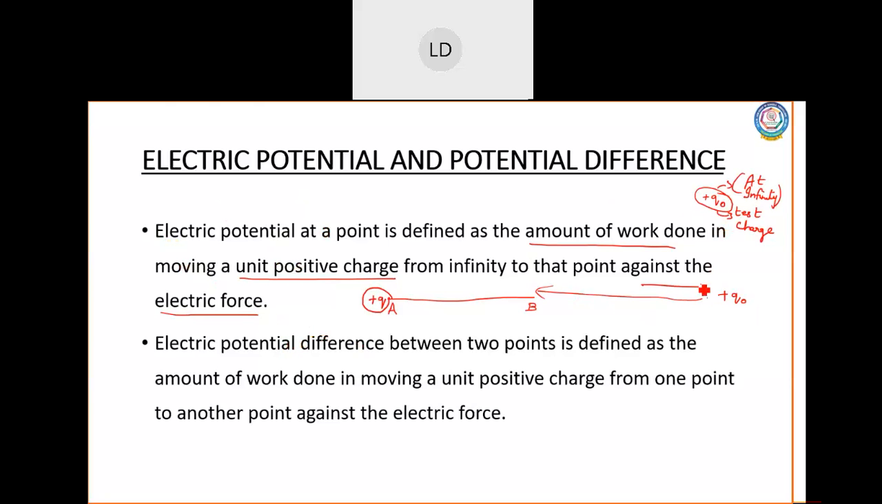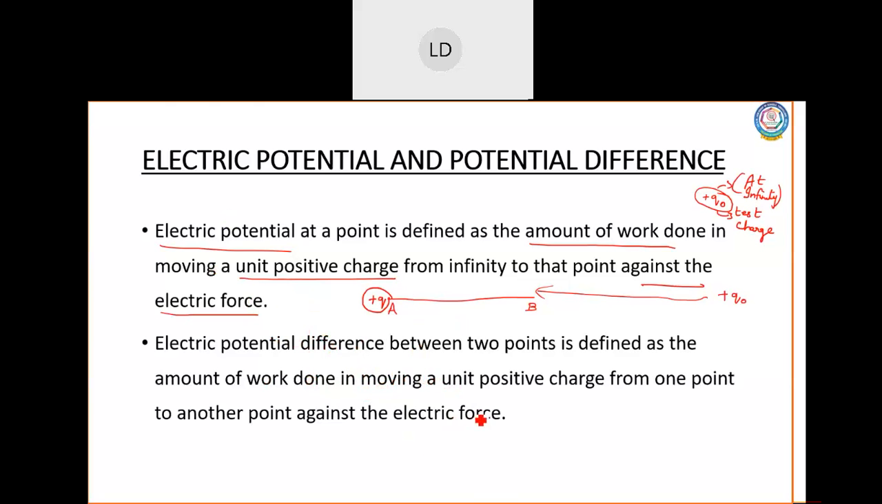Now as far as this charge is concerned, this charge will always have an electric potential. This charge also will have an electric potential. So what is electric potential? It is defined as the amount of work done in moving a unit positive charge from infinity to that point against the electric force. And I'm going to discuss electric potential difference also, then we'll discuss the unit.